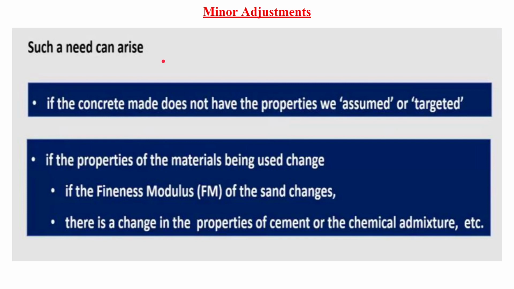Now, why do we need the minor adjustment? It can arise if the concrete does not have the properties we assumed or targeted, because in site conditions many unknown things happen, which may result in the requirement of minor adjustments. Or the properties of the materials used may have changed because of uncertain situations, say for example the fineness modulus of the sand has changed, or there is a change in the properties of cement or chemical admixture. So we have to take into account all these conditions so that we are foolproof.